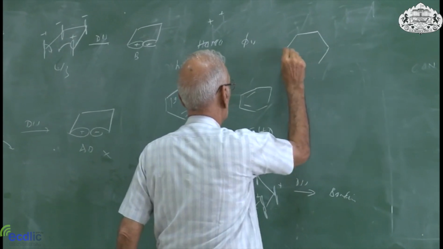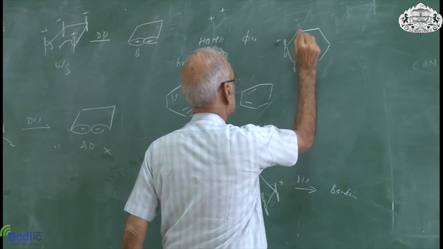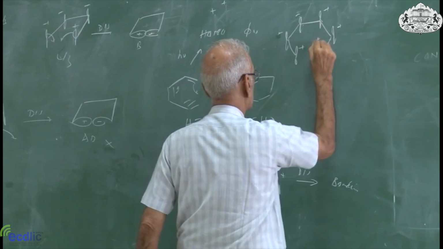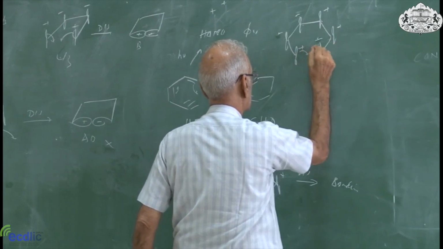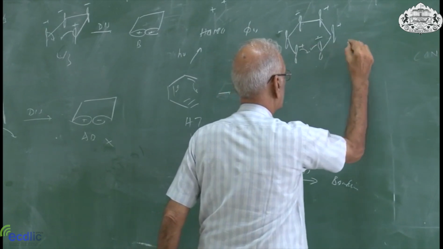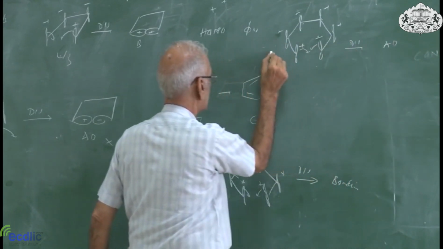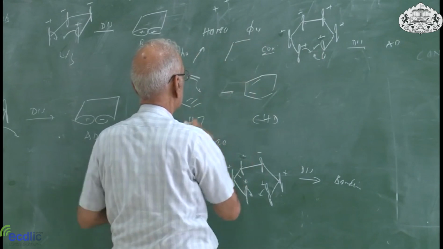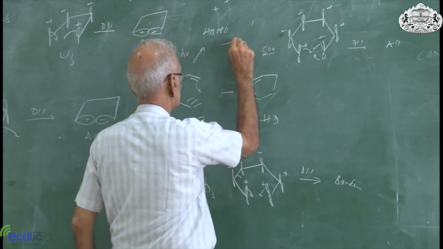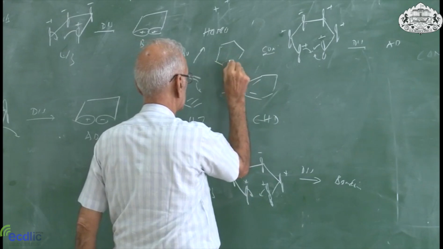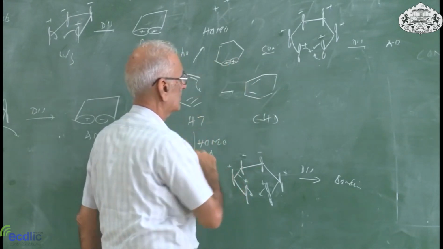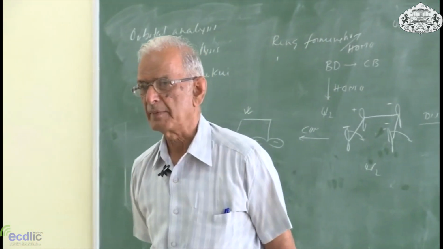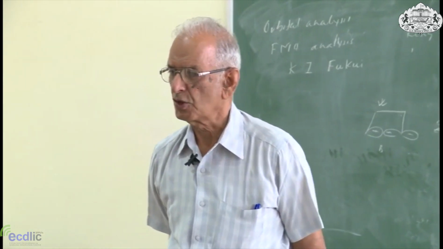How do I write LUMO? Plus, minus, minus, plus, plus, minus. Disrotatory will give me anti-bonding. Conrotatory will give me bonding. Therefore, 6 electron photochemical reaction is going to be conrotatory.